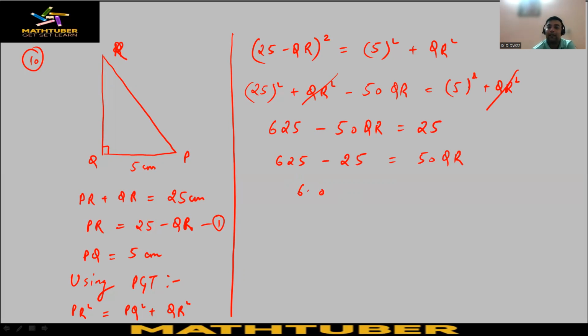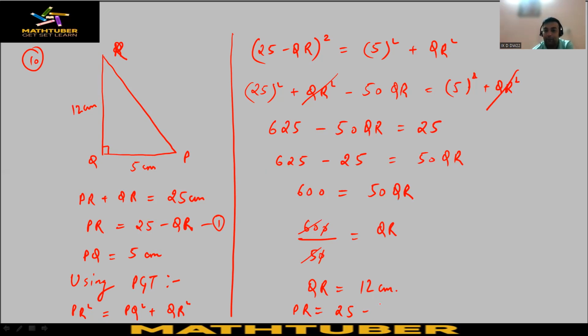Now this will be 600 is equal to 50 QR. 600 upon 50 is equal to QR. And if we cancel out these, you will get 12. So QR will be equal to 12 centimeter. Right? So if the value of QR is 12 centimeter, then from equation number 1, the value of PR will be 25 minus 12, that is equal to 13 centimeter. So the hypotenuse will become 13 centimeter now.